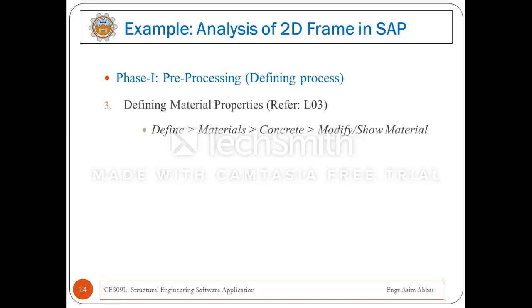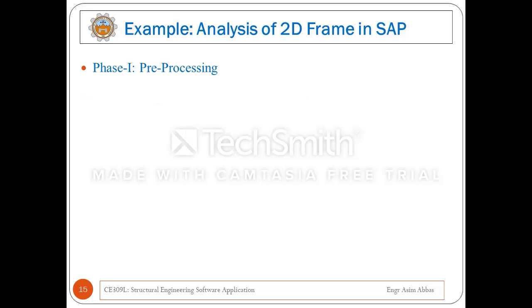Okay, the third step is to define material property. For this step, kindly refer to lecture number 3. The next step is to define member section. In this step, I will define the frame element cross section, beam and column.